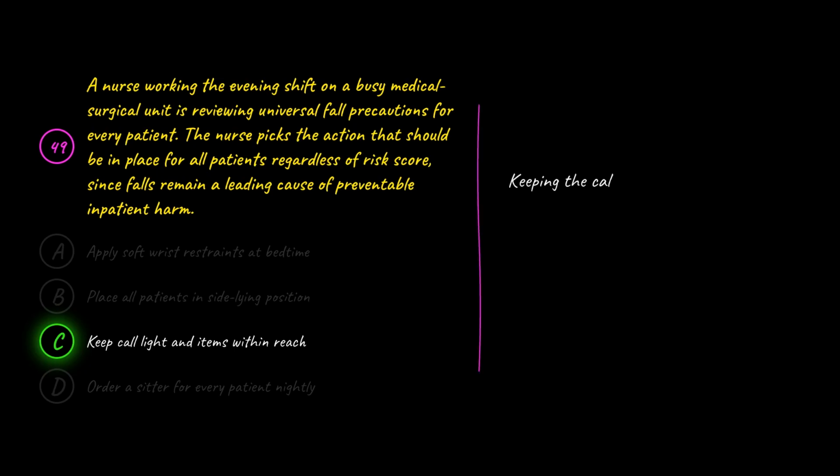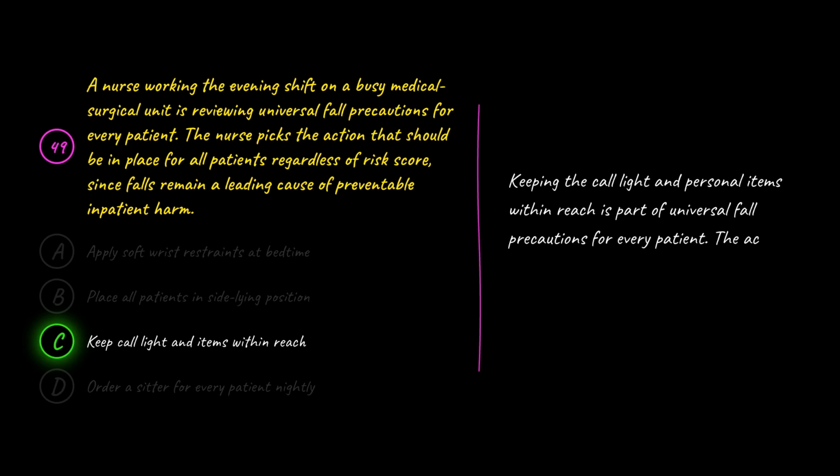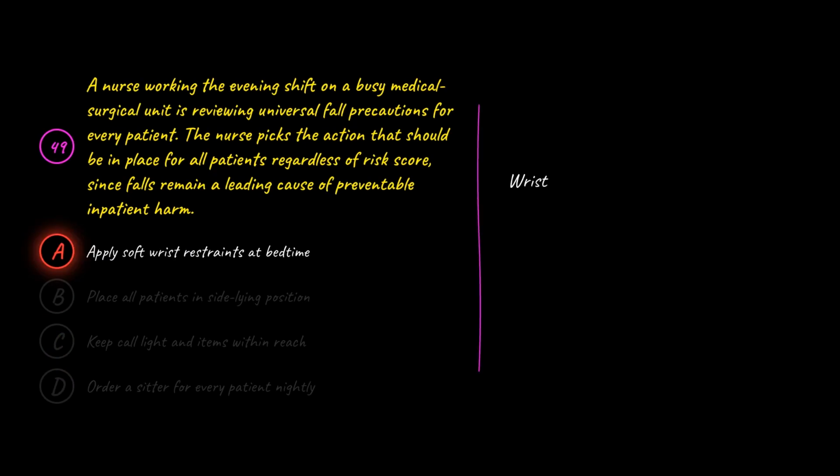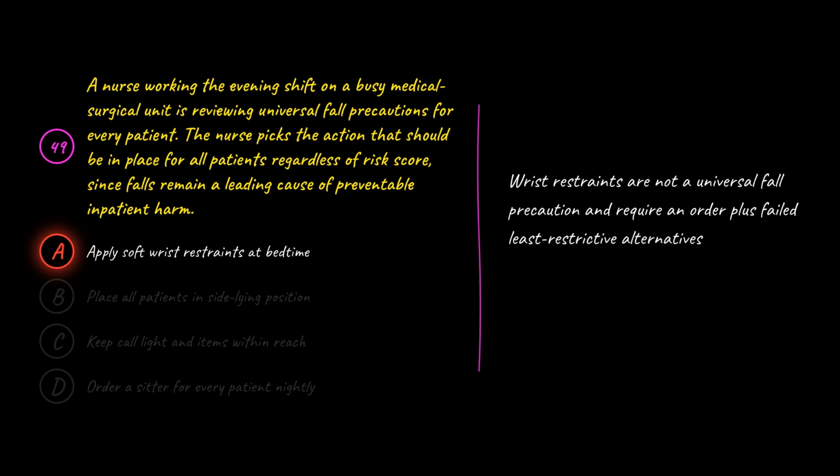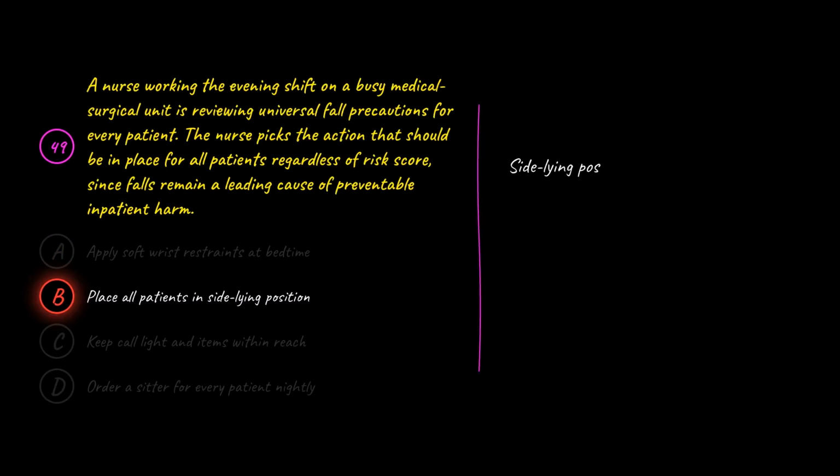C is correct because keeping the call light and personal items within reach is part of universal fall precautions for every patient. The action prevents reaching, climbing, and unsafe transfers regardless of formal risk screen score. A is wrong because wrist restraints are not a universal fall precaution and require an order, plus failed least restrictive alternatives. Restraints can actually increase fall injury severity if a patient still attempts to move. B is wrong because side-lying position is sometimes used for aspiration risk, but is not a universal fall precaution.